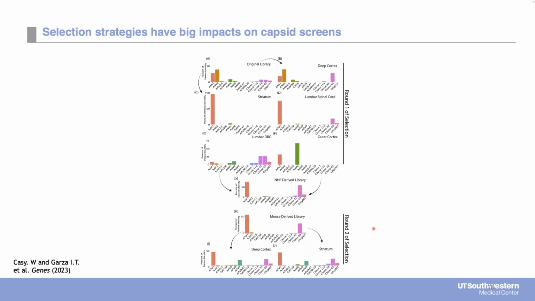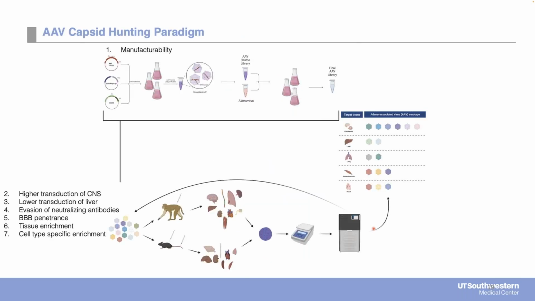And so just to give a recap, with our capsid hunting paradigm that I've outlined here, on the manufacturing side of the library construction, we can get a sense of what capsids potentially manufacture better. And so this could allow us to select for capsids that are easier to produce in culture.